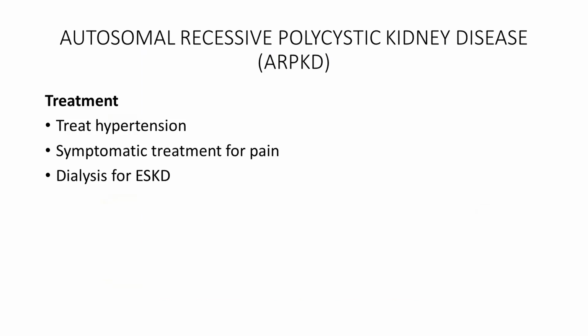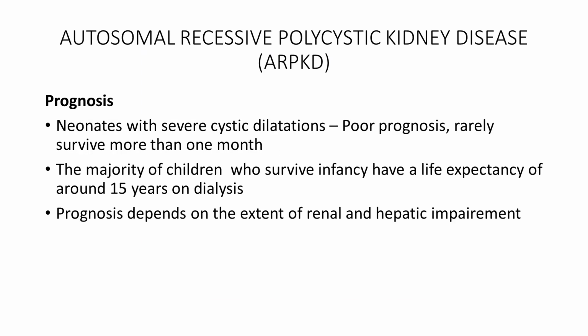The treatment of autosomal recessive polycystic kidney disease is mostly symptomatic: treat hypertension, symptomatic treatment for pain, and dialysis if end-stage kidney disease. Most of them do require dialysis in early childhood.